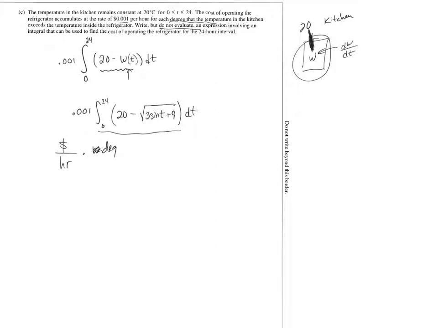So that is going to get you dollars, basically, because when you integrate degrees over hours, you get dollars with that rate. So hopefully that helps you. Again, that one's pretty tricky because you have to really think about what you are multiplying this 0.001 by. Anyway, there you go. There's number 5.